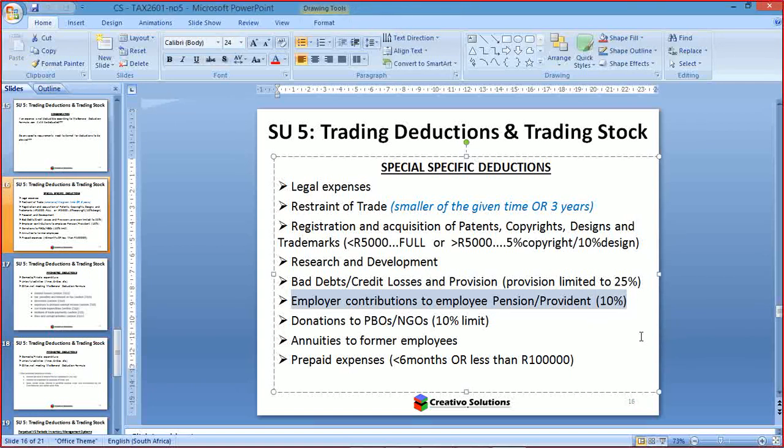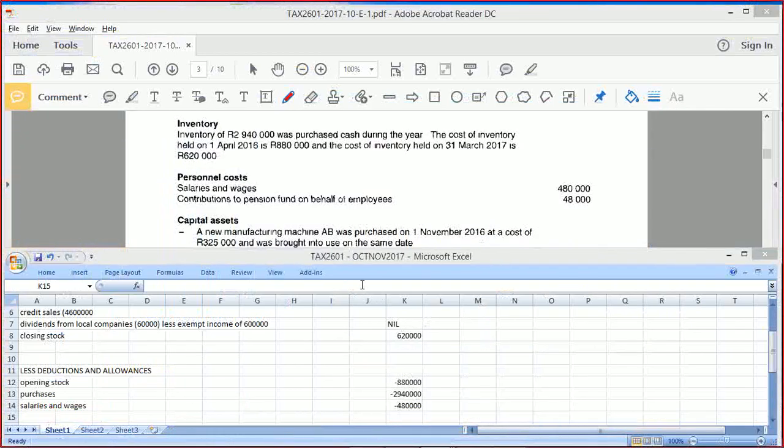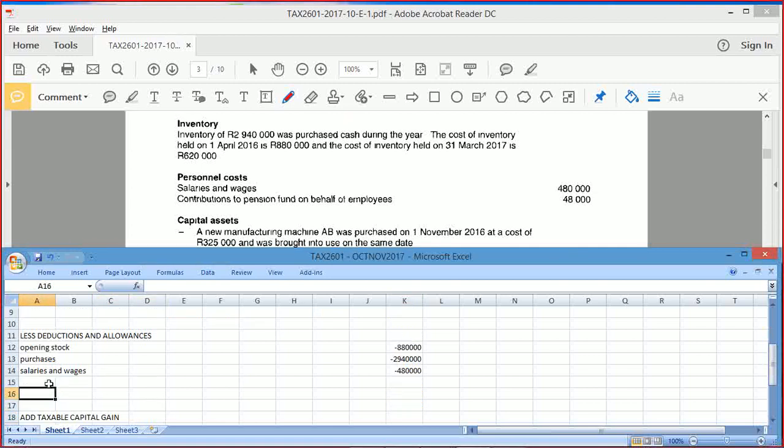Yes, sir. Okay, do you see that bullet? What does that bullet say? Employer contributions to employee pension or provident fund, 10%. You see that? Yes, sir. Okay, so how much are you going to be claiming? 4,800. 10% of 48. Yes, sir. Let's go back and fix this. Is this a deduction? Yes, sir.